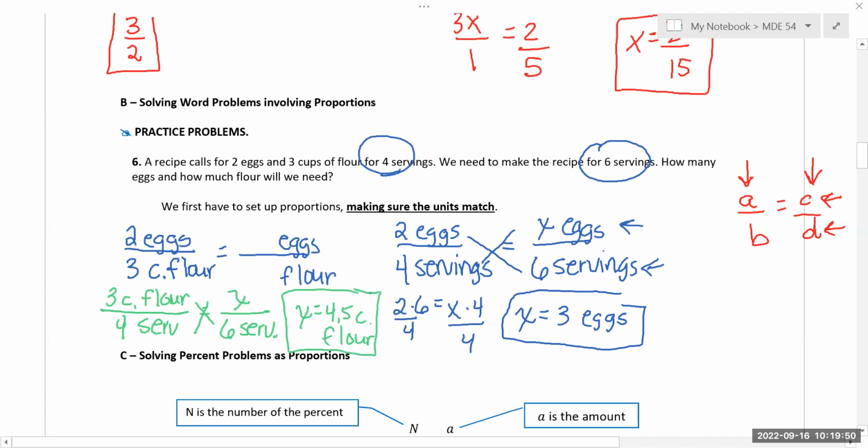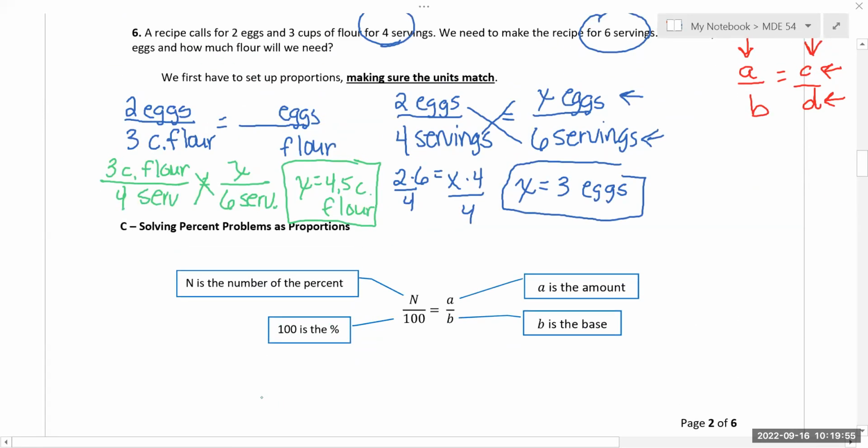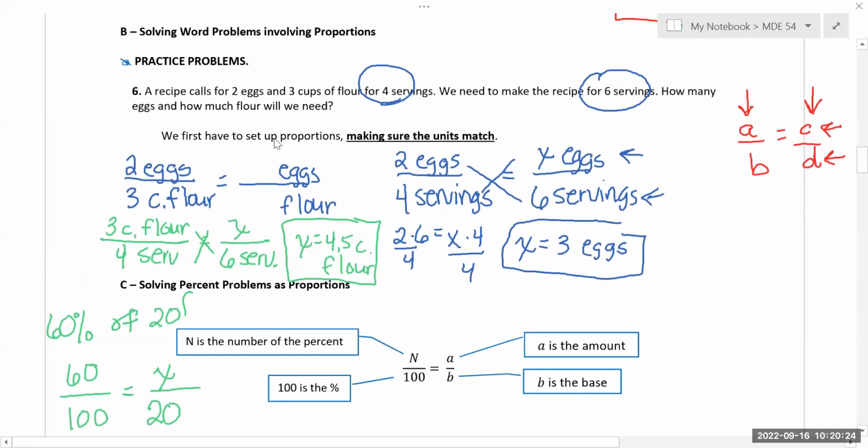Okay. And then if you ever wanted to look at a percent as a proportion, you absolutely can. Think part whole equals part whole. So if I wanted to write 60%, for example, it's automatically 60 over 100 because a percent means divide by 100. So now if I want 60% of 20, 20 is the base, the whole, and I'm looking for X, which is the part. So another way I look at it is part whole, part whole.